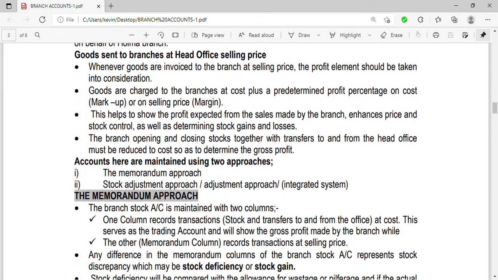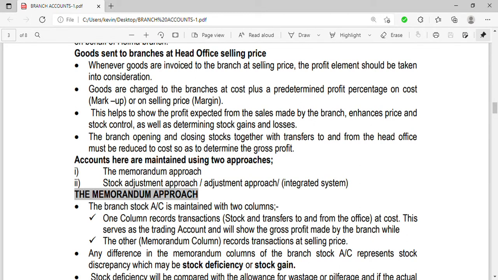Let's look at goods sent to the branch at selling price. Whenever goods are invoiced to the branch at selling price, the profit element should be taken into consideration. When goods are sent to the branch at selling price, it means that there is cost price plus the profit element, which makes the selling price.